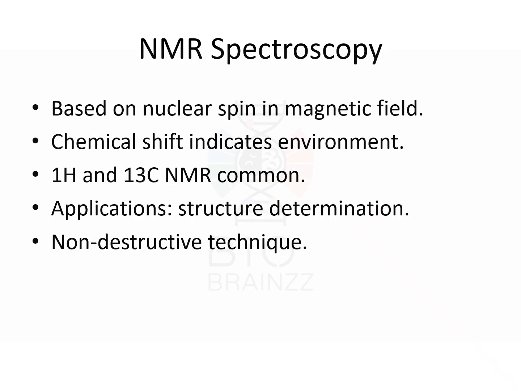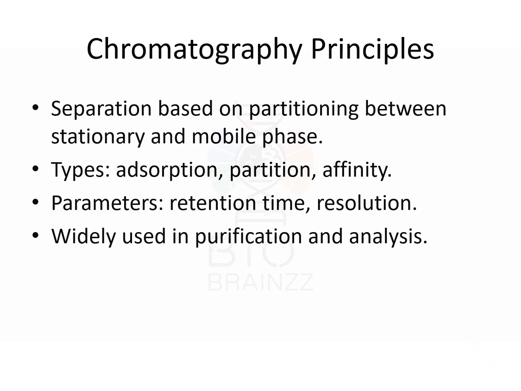NMR spectroscopy is based on the behavior of atomic nuclei in a magnetic field. Certain nuclei like hydrogen and carbon absorb energy and give signals that help us understand their chemical structure. This technique provides detailed information about molecular structure. It is a non-destructive method, meaning the sample is not damaged during analysis. So, it is very useful in structural biology and chemistry.